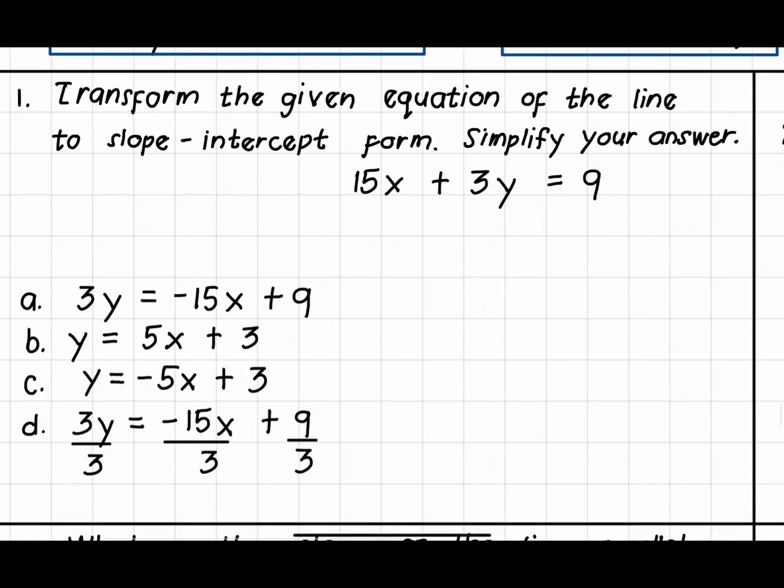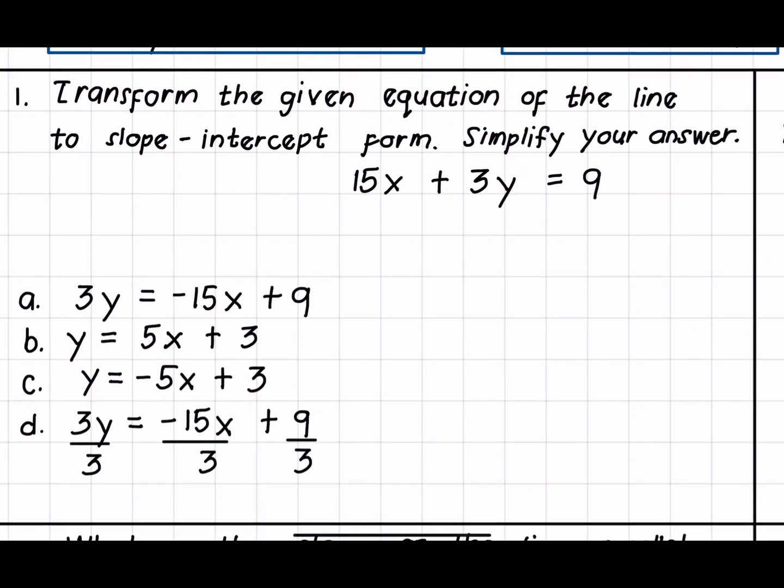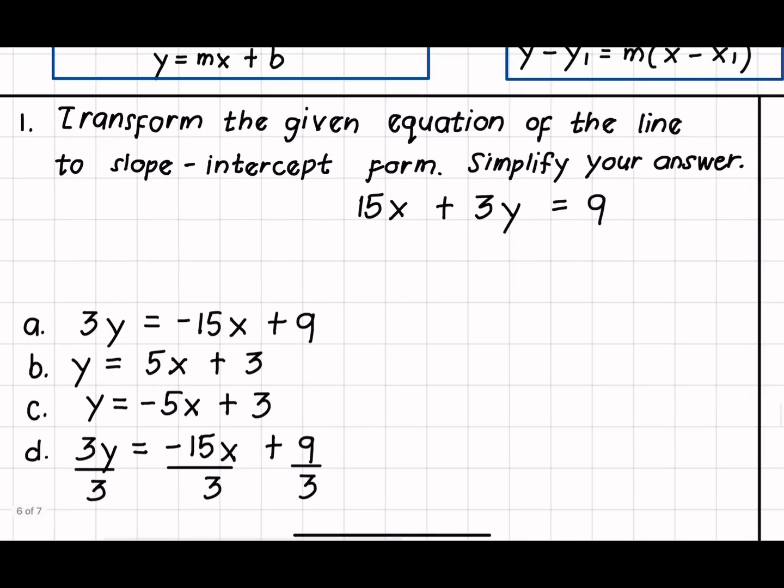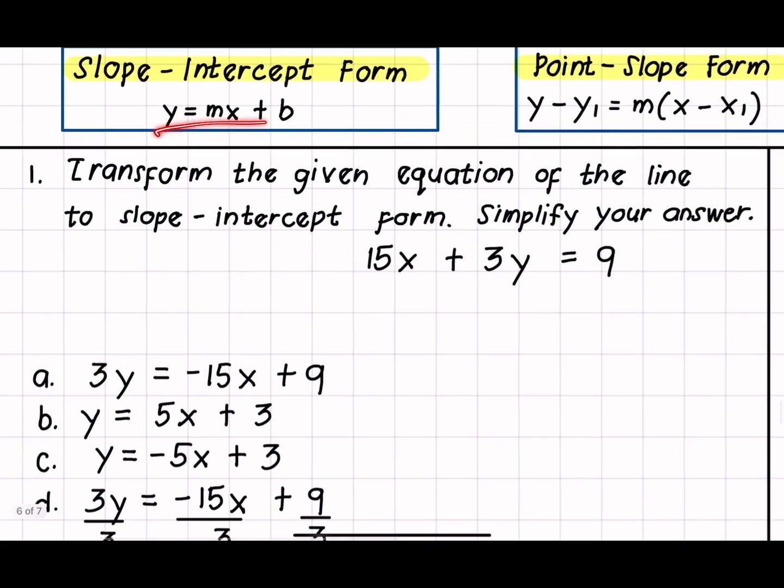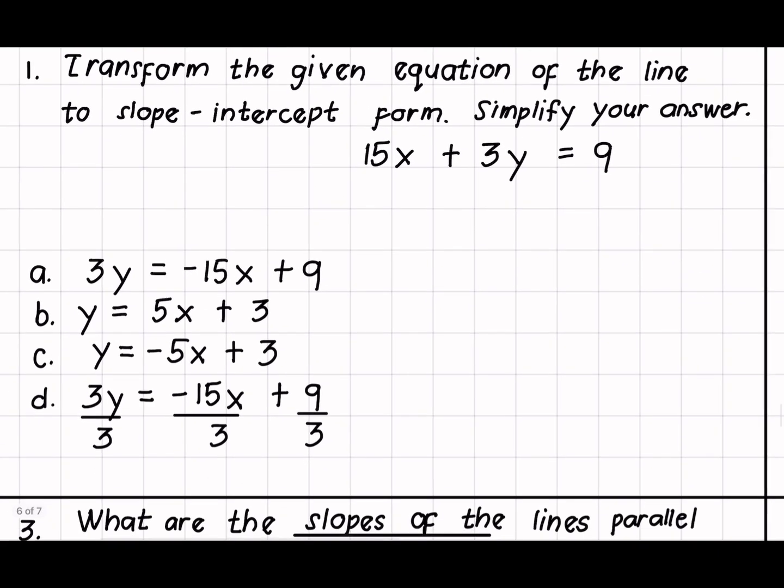For number 1, transform the given equation of the line to slope-intercept form and simplify your answer. The given is 15x plus 3y is equal to 9. So we have to transform it to slope-intercept form. Remember, the formula for slope-intercept form is y is equal to mx plus b.